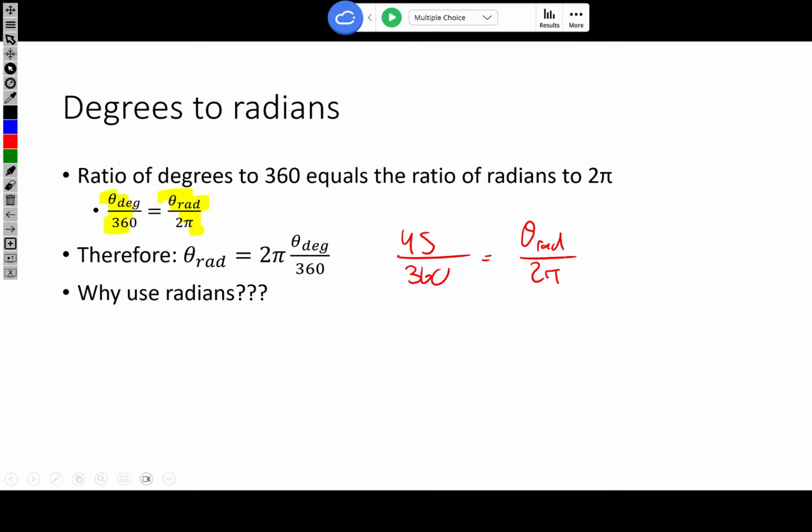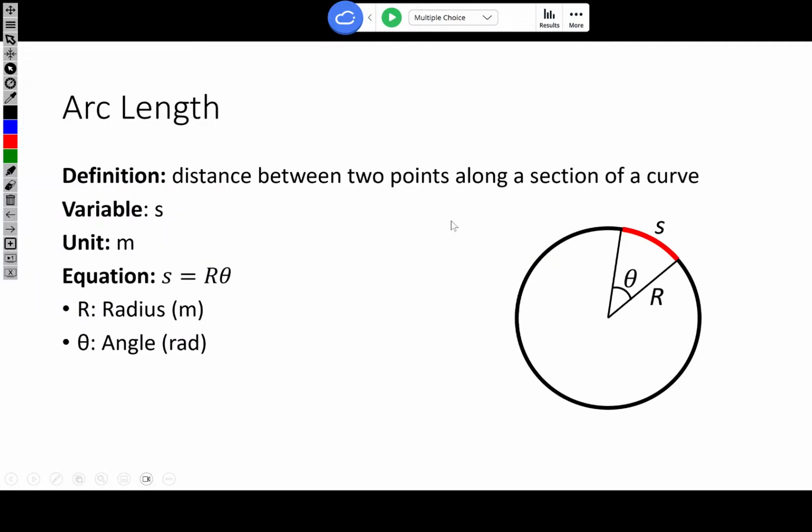Okay. Why use radians? Oh, what a good question I've asked myself. All right, so this is the reason radians are superior.